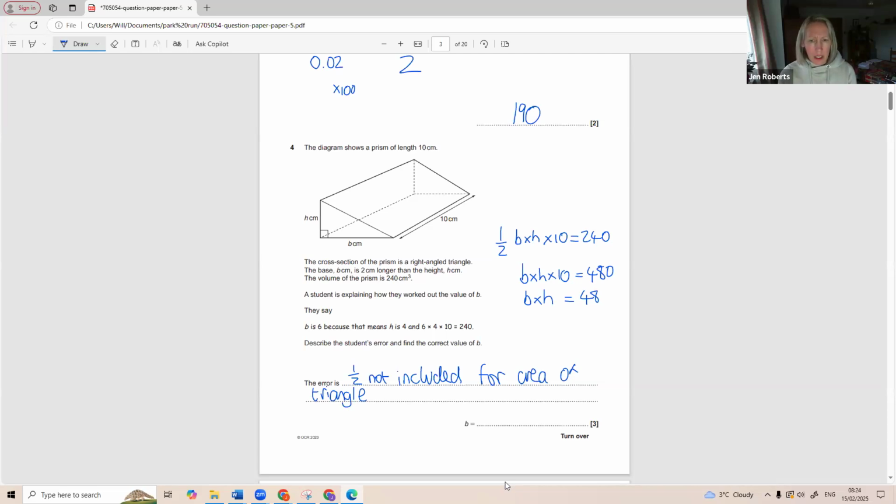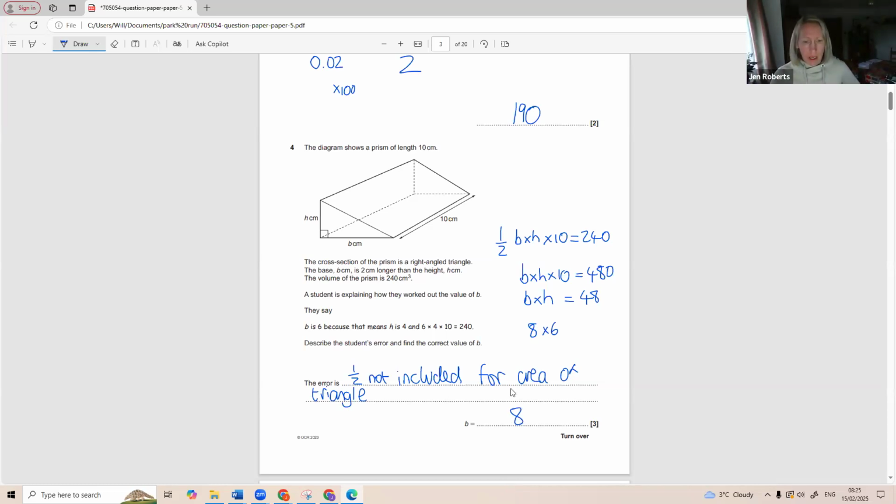Well, I know 8 times 6 is 48. And does that work? Because yes, the height might be the other way around. Hang on, let's just have a look. The base is 2 centimeters longer than the height. No, that does work. So the base is 8.